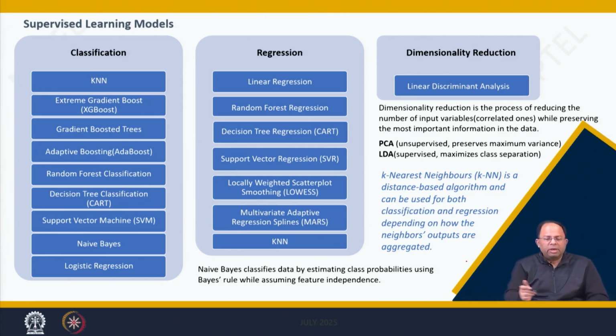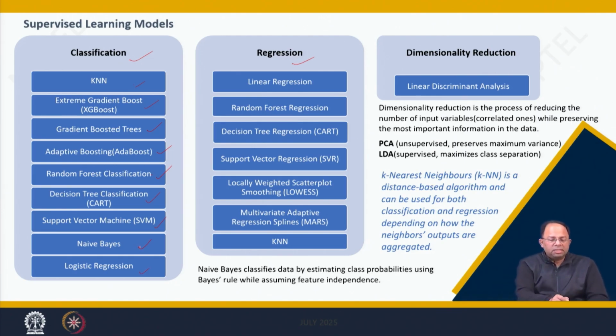And of course, we have classification and then we have regression. Both of these we will do in detail. We have KNN, we have extreme gradient boost, which is another form of decision tree. Gradient boosted trees, adaptive boosting, random forest classification, decision tree classification, which is the simplest decision tree model. Then support vector machine, naive Bayes classifier, then logistic regression, and so on.